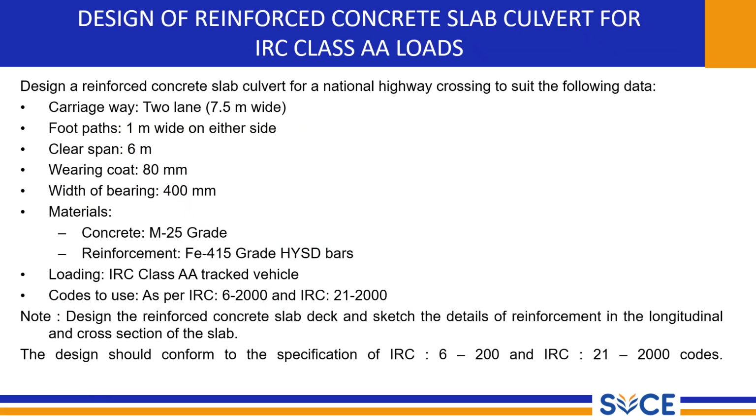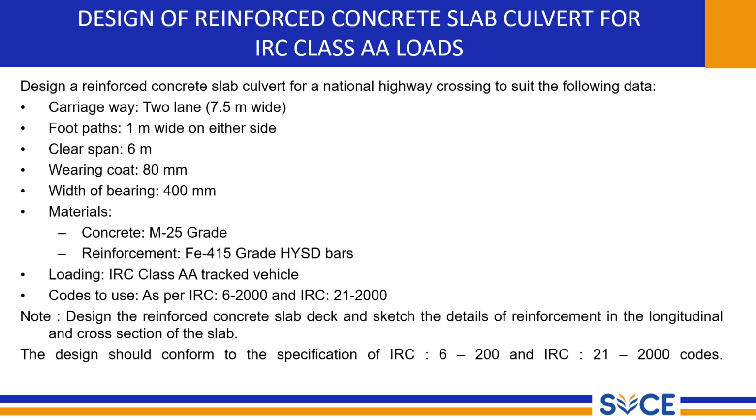So let's see the design of a reinforced concrete slab for IRC Class A loading. We are going to design an RCC slab culvert for a national highway to suit the following data. The carriageway width is 7.5 meters, a 2-lane. The footpath on either side is 1 meter wide. The clear span is 6 meters and the bearing course is 20 meters. The width of the bearing is 400 mm. The grade of concrete and steel used are M25 and Fe415 grade HYSD bars.